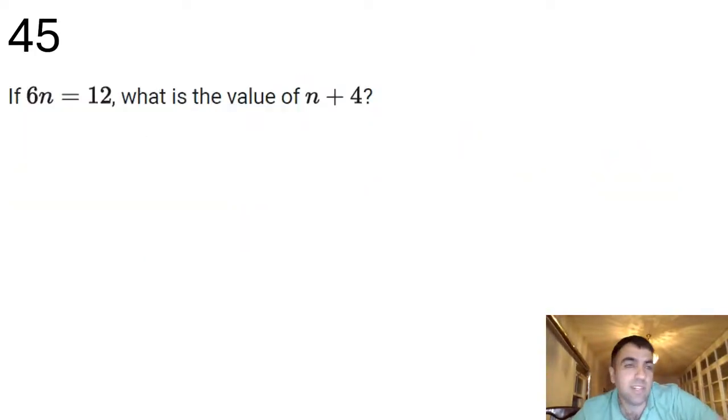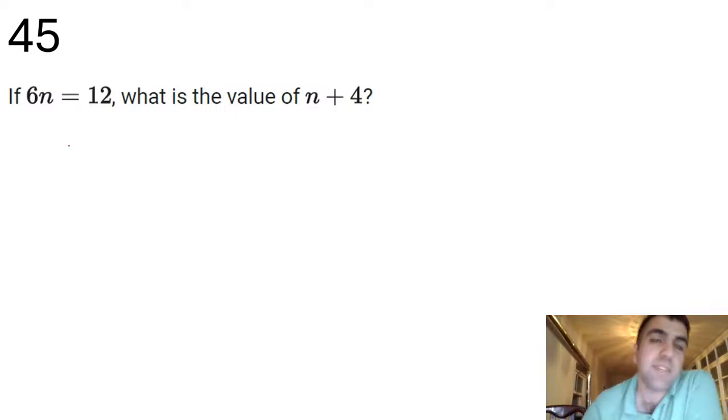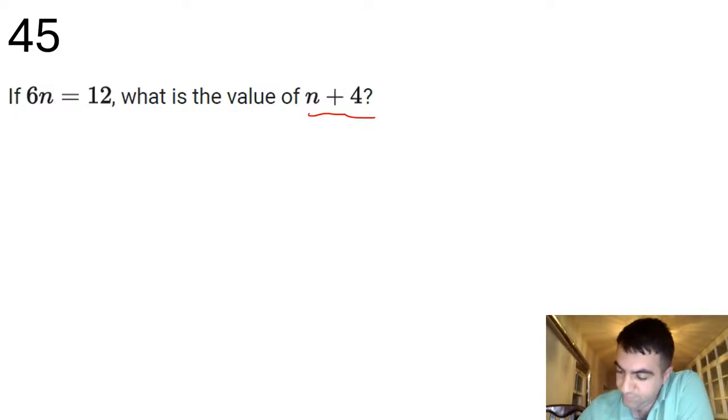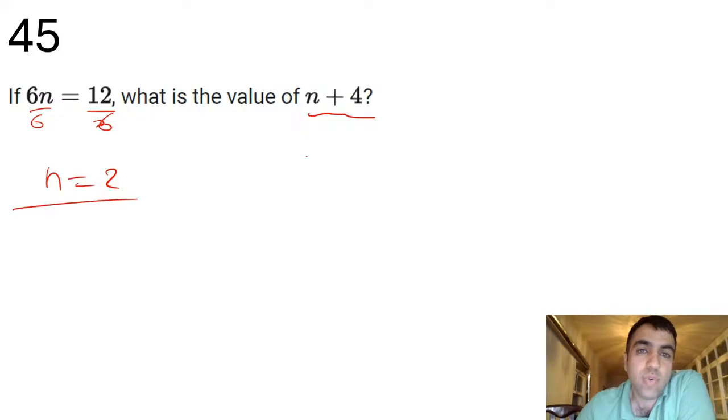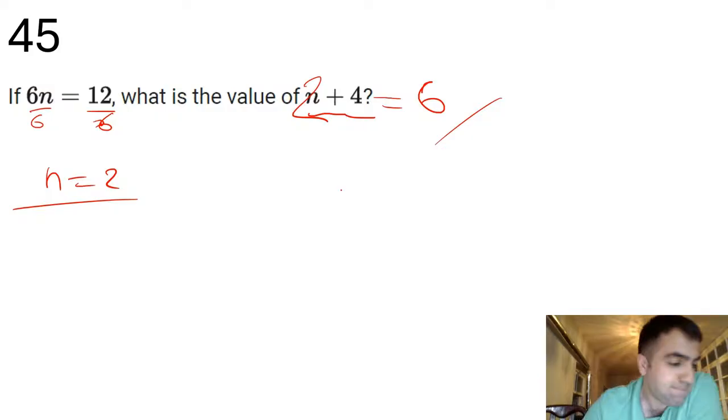45th question and the last question of this evening. If 6n is equal to 12, what's the value of n plus 4? Here it says it is 6. Yeah, we can divide both sides of the equation by 6. n is equal to 2 and we can write here 2 plus 4 is equal to 6.